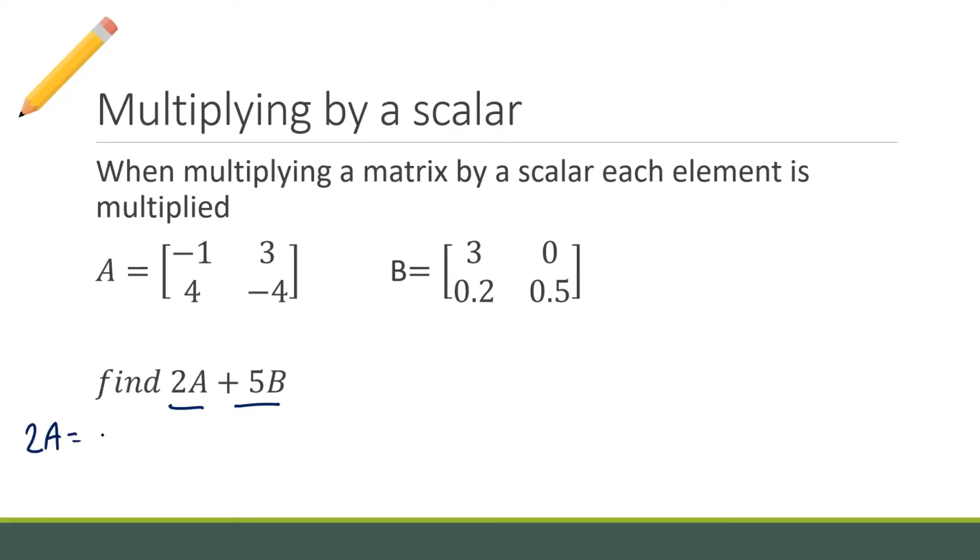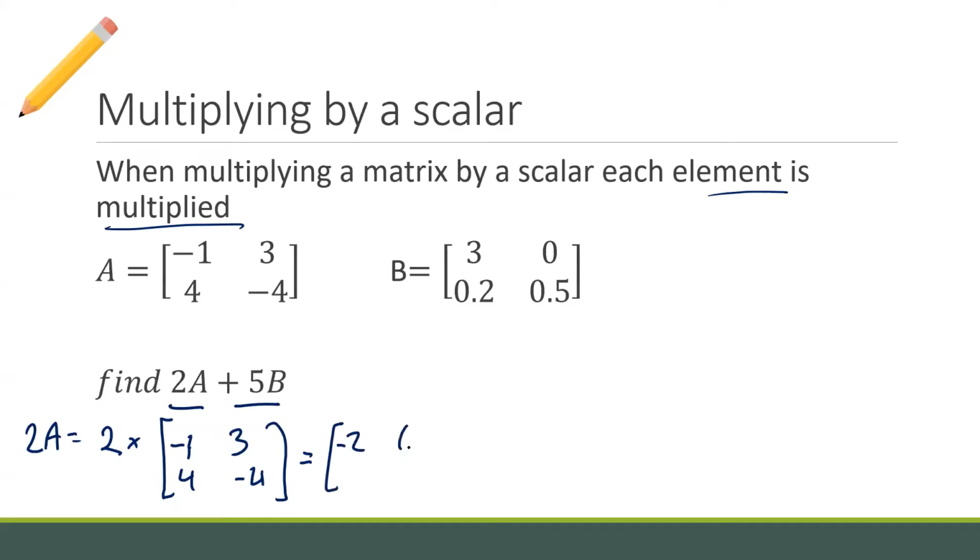2a equals 2 times the matrix -1, 3, 4, -4, which is going to equal, so now when multiplying a matrix, each element is multiplied. So 2 times -1 is -2. 2 times 3 is 6. 2 times 4 is 8. 2 times -4 is -8. That is now 2a. So everything gets multiplied by this scalar at the front.